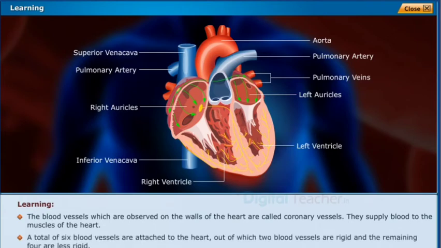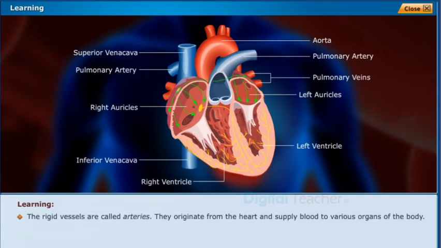A total of 6 blood vessels are attached to the heart, out of which 2 blood vessels are rigid and the remaining 4 are less rigid. The rigid vessels are called arteries. They originate from the heart and supply blood to various organs of the body.